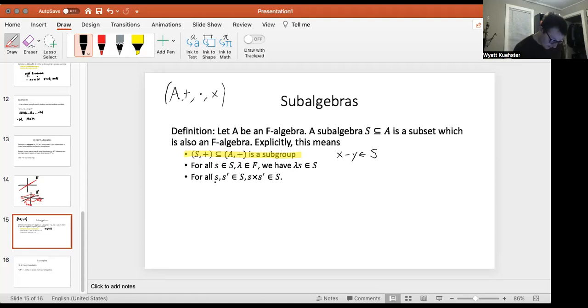And then if I take two elements and multiply them, I should still land in S. So these two conditions mean it's a subring, and these two conditions mean it's a vector subspace. So it's both a subring and a vector subspace. And I guess it's also an ideal. So there we go, it's everything. And then the inclusion of a subalgebra into the algebra will be an algebra homomorphism.